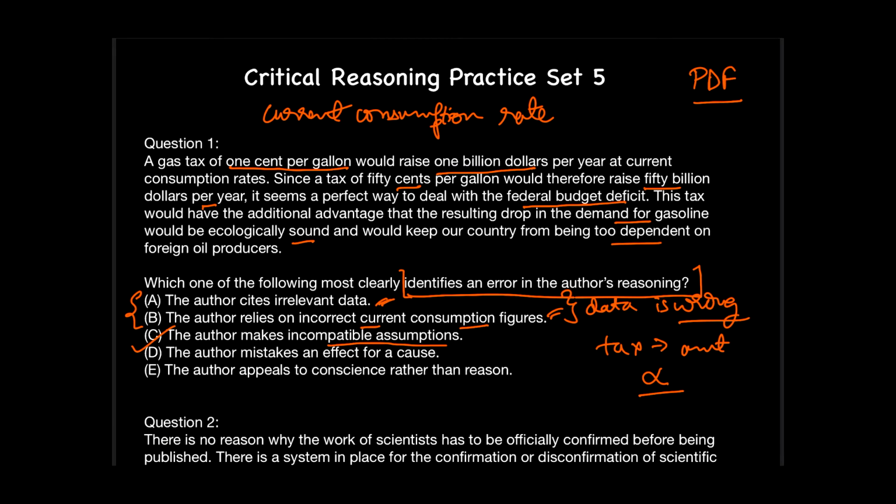But just to see options D and E once, D says the author mistakes an effect for a cause.